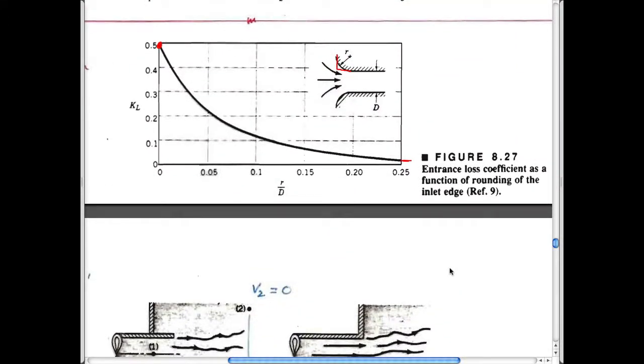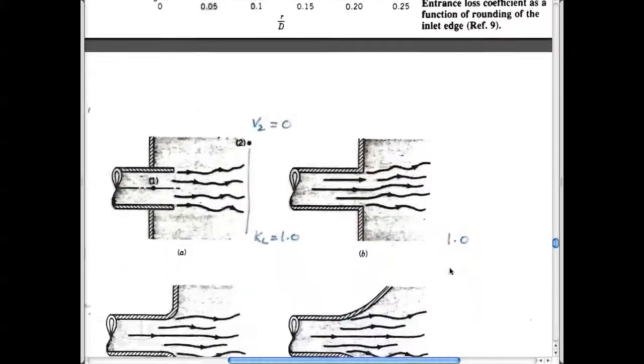So the first one is if you're taking water from a tank, you're accelerating it as you go along a pipe, so it has to pick up some velocity, has to accelerate to that velocity, and there's some loss associated with that.